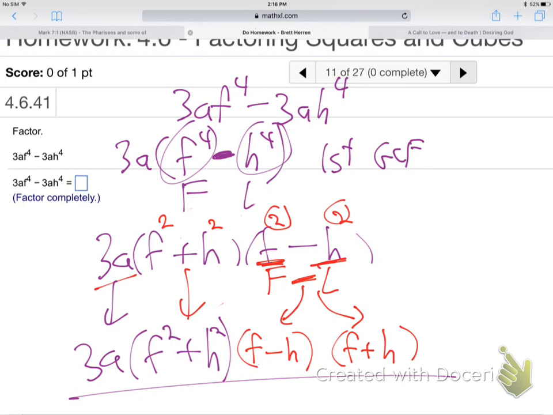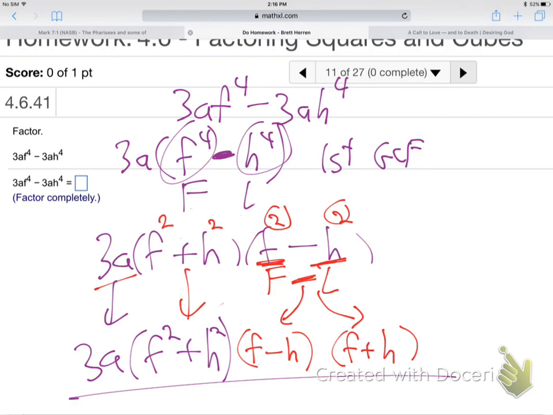See what happened? Right? The FL minus breaks into the minus and the plus. Because negative times positive is negative. The FL plus, this is FL plus, he just comes down unchanged. He can't break down further. And of course the 3A stays in the front. Now how do you know you're done?